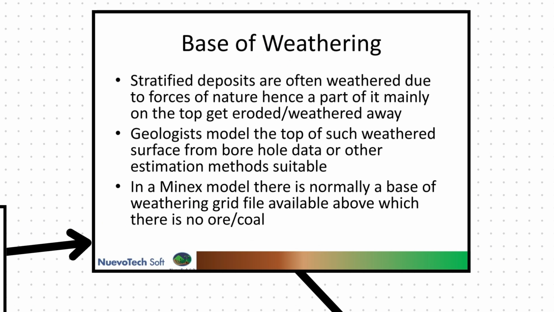Stratified deposits are often weathered near the surface. For example, the top layer might be oxide, so the accredited geologist typically models the base of the weathering surface from the data like the holes. In the Minex, there is a special grid for these, above which no economical seam exists. This means many blocks or areas above the base of the weathering grid are non-coal or weathered waste. For example, at a coal mine in India, if your base of the weathering grid is 100 meter, nothing above the 100 meter is coal, right? This grid helps constrain the model, so we don't plan the mining above that level.